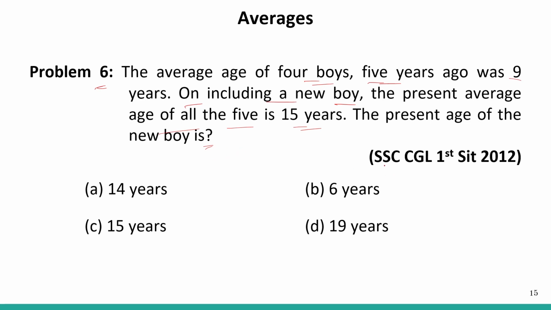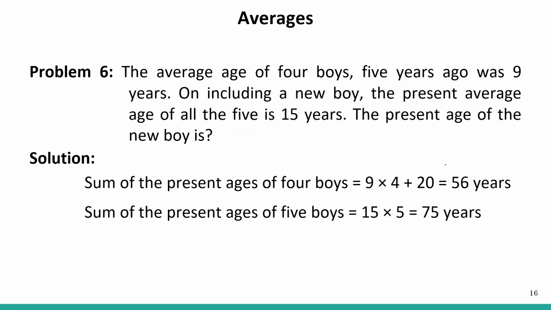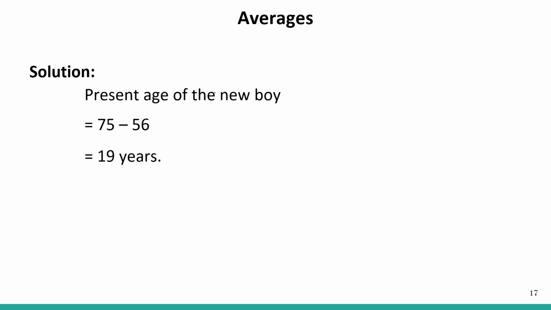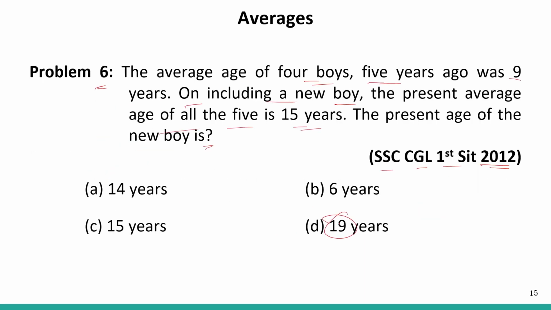Okay. So this question has appeared in SSC CGL first sitting 2012 paper. So the sum of the present ages of the 4 boys is equal to 9 into 4 plus 20, which is equal to 56 years. So the sum of the present ages of the 5 boys will be 15 into 5, which is equal to 75 years. So the present age of the new boy is equal to 75 minus 56, which is equal to 19 years. So 19 years will be the correct answer here.